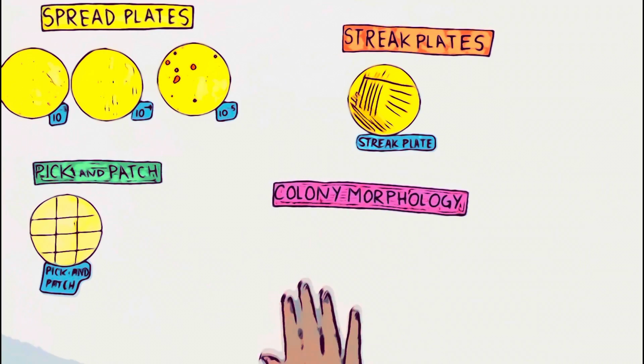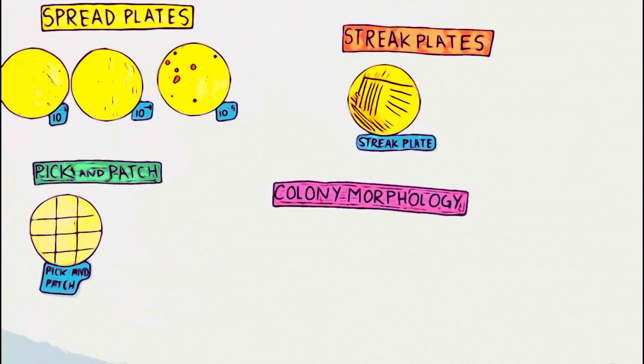Next is recording colony morphology. Bacteria displays differences in physical appearance. The main descriptors are color, surface texture and elevation, shape, and margin. This is important to identify differences in isolates for further tests.